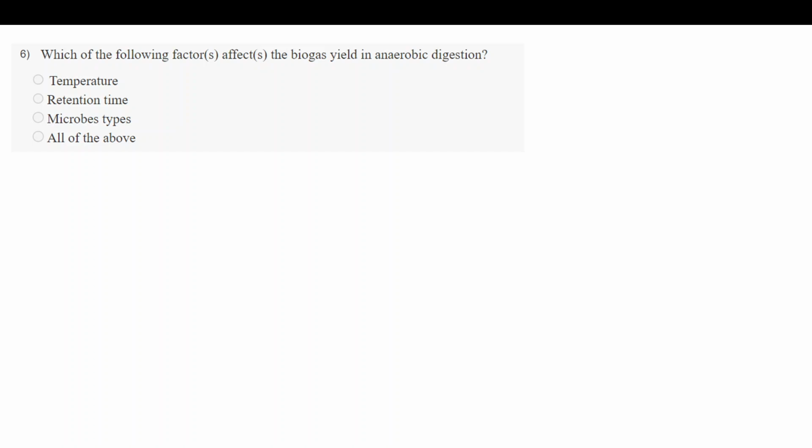Next question is which of the following factors affect the biogas yield in the anaerobic digestion process? The options are temperature, retention time, microbes type, and the last option is all of the above. Can you tell me? Ma'am, these three all are required: temperature, retention, microbes. Yeah, you are right. All of the above is the correct answer because all the factors affect the amount of biogas that is formed, which is nothing but the efficiency of any anaerobic digestion process. So D is the correct answer.